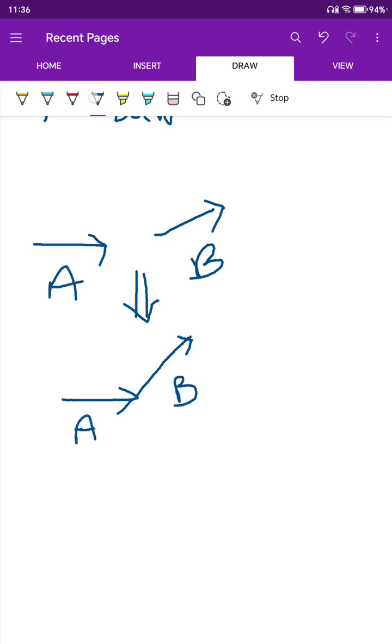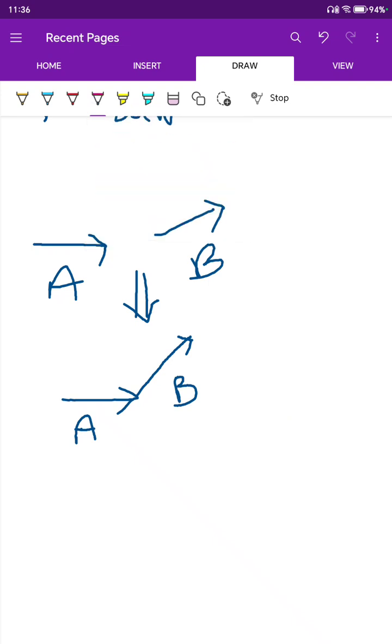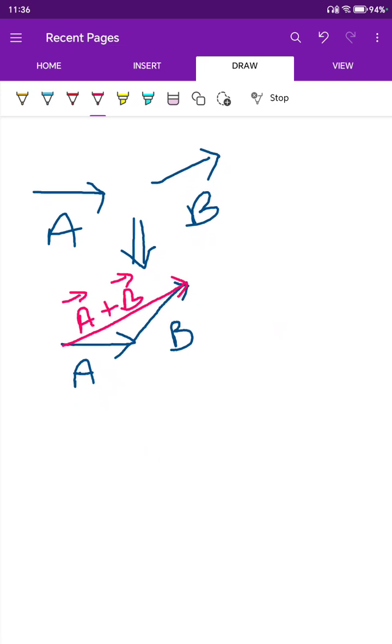So the triangle law says, if you have two vectors, then first you will draw the first vector and then put the tail of the second vector to the head of the first vector, like what I have done here. So the resultant vector would be this vector, the tail of the first one to the head of the second one. So this vector would be called A vector plus B vector, and this is also called the resultant vector.